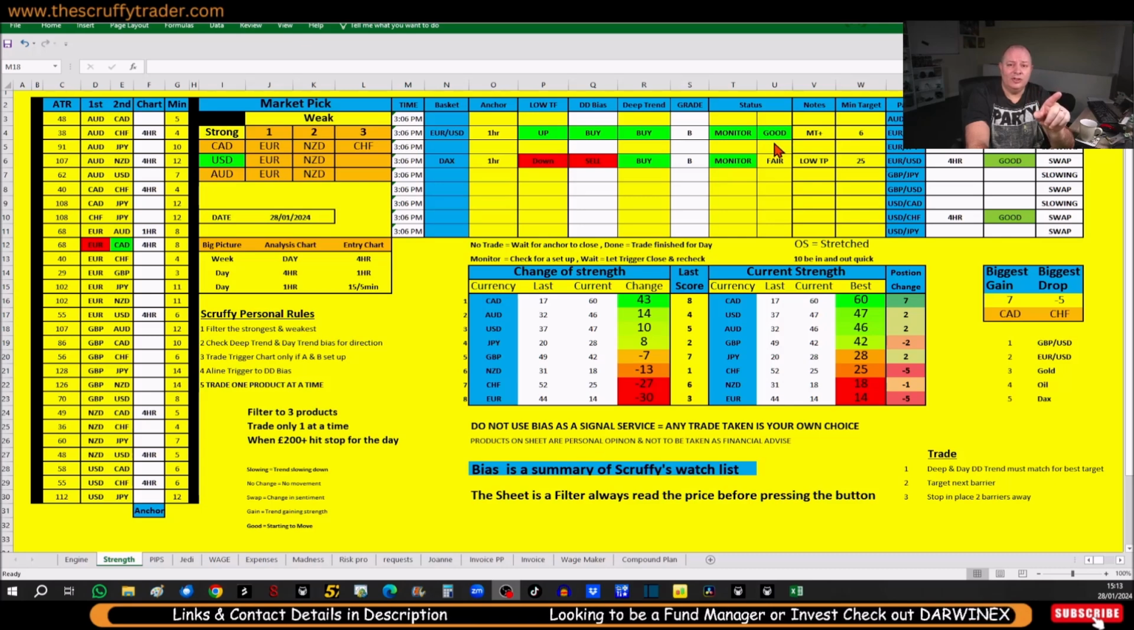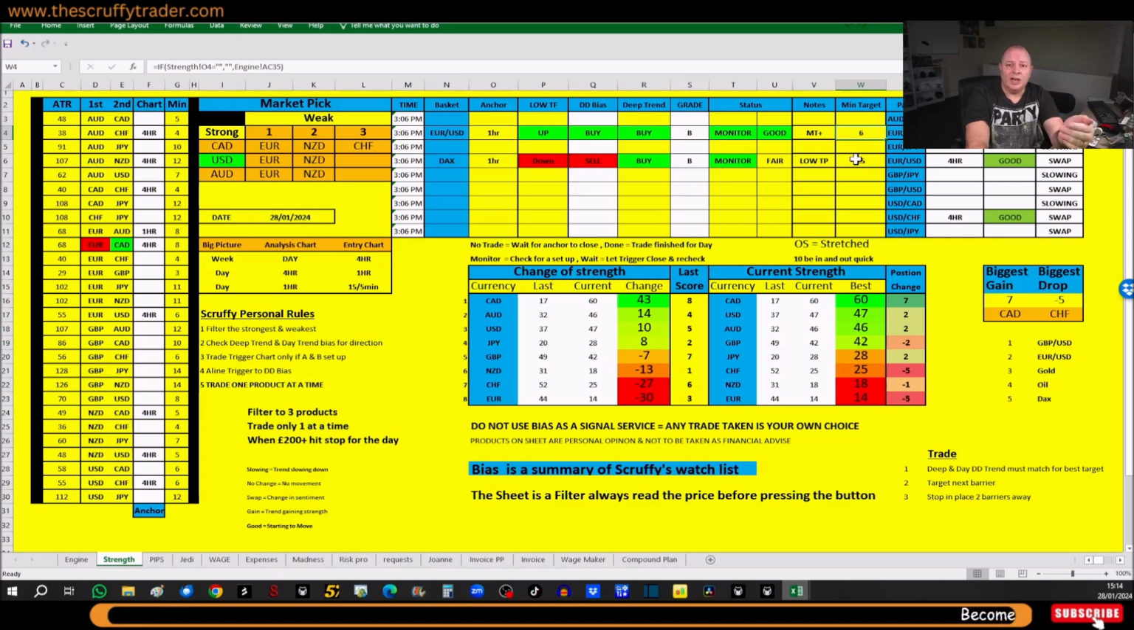It'll tell me whether it's good. If it's good, we're pretty much ready to rock and roll. If it's fair, might have to wait half an hour, so just watch the 15-minute closes. Note, minimum target plus, low TP. The difference here is if it says minimum target plus, it means you want to be looking for a wave of around 6 pips, but you're expecting it to run beyond that minimum target.